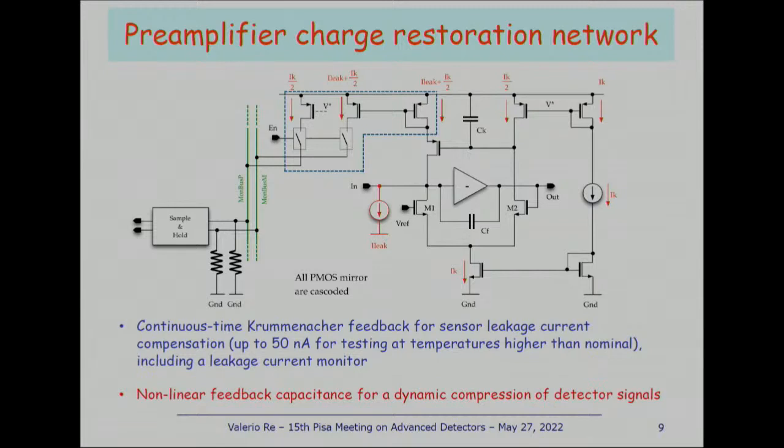In the preamplifier, we also have a charge restoration network, which is based on the classical Krummenacher architecture that is able to compensate for the sensor leakage current up to 50 nanoamp, which is much higher than the expected current from the sensors, but this may also allow us to test the device at temperatures higher than the nominal minus 40 degrees. And here we also have a structure with current mirrors that allows us to measure the sensor leakage current.